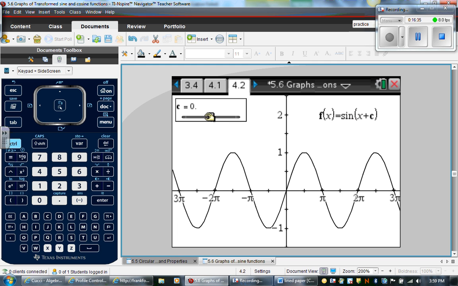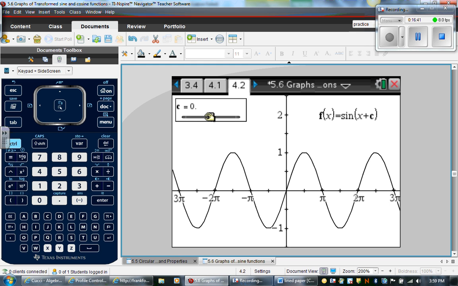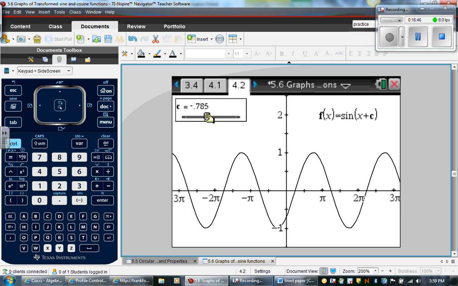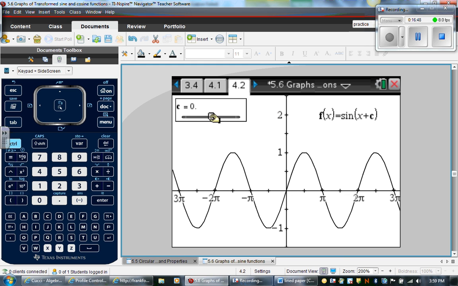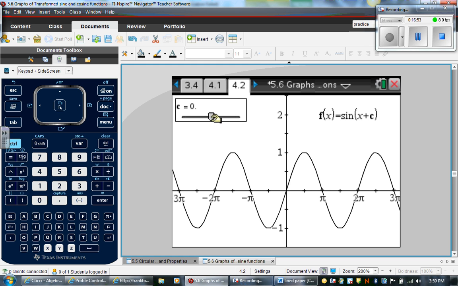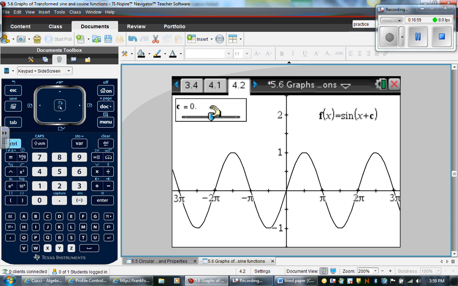Okay, so I'm going to go back to 0. I'm going to move it to 0.78. Which way did it go? Okay, look at it. Which way is it going? I'm moving in a negative direction. Which way is it going? All right, so now build your conjecture, write it in your notebook. What do you think is happening here?